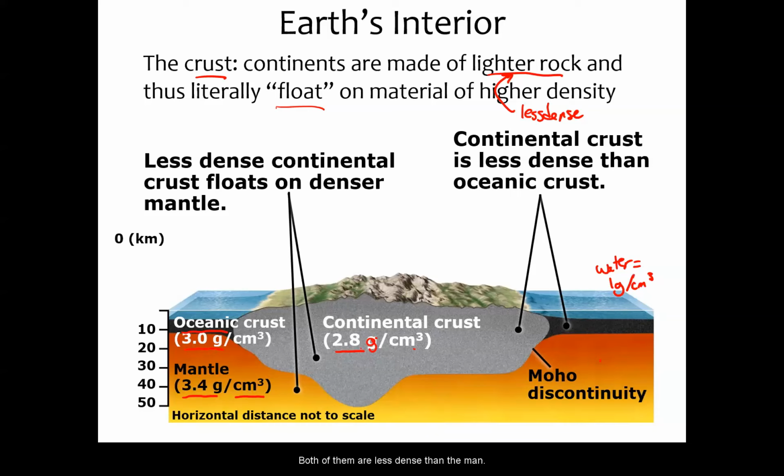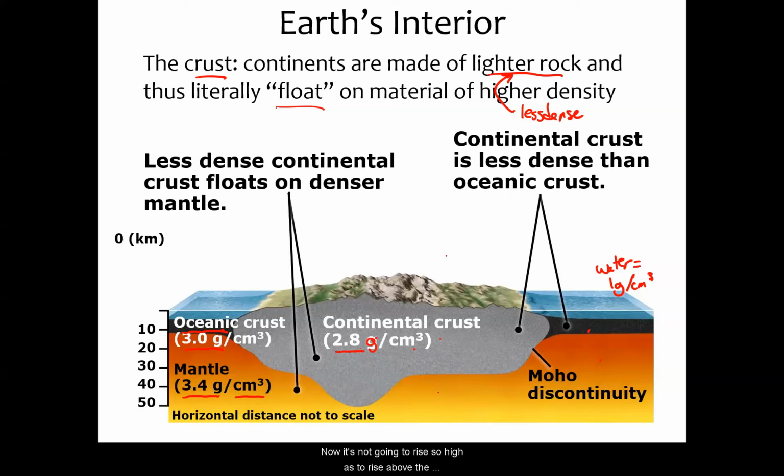But both of them are less dense than the mantle. And as a result, they're going to float on top of the mantle. That's one of those effects of gravity that I hinted at before, because gravity is pulling on both of these, but the force exerted on the denser stuff is greater than the force exerted on the less dense stuff. So the less dense stuff ends up rising on top.